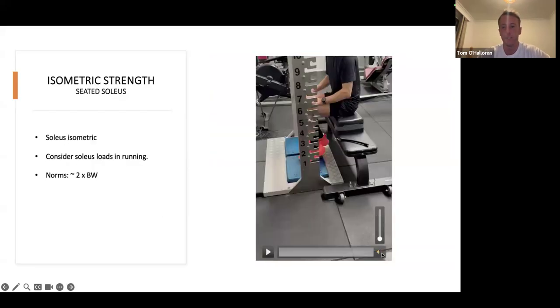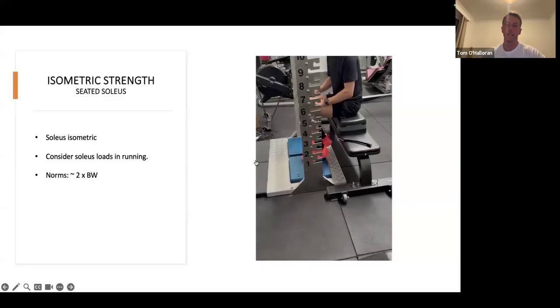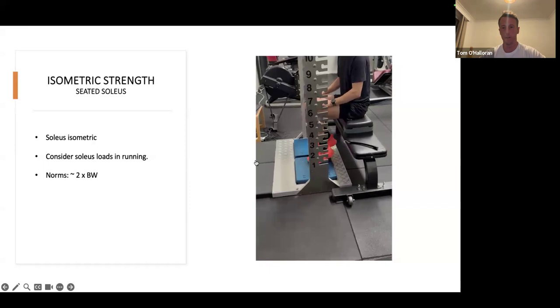The last one for isometric strength is seated soleus. We know there are huge loads going through the soleus, 6 to 8 times body weight. The setup here may not be perfect, but it's a tricky one to set up. But it's going to be a really important muscle group to understand someone's lower limb function as well.